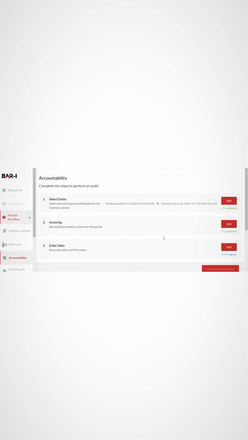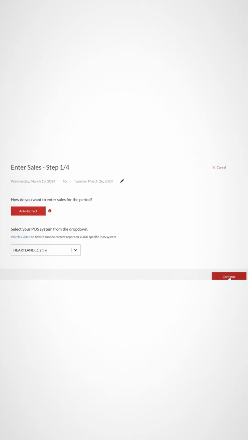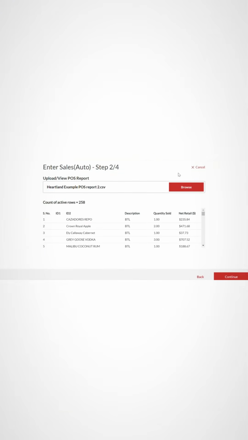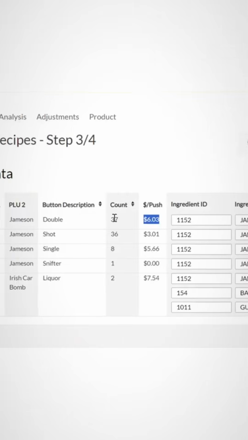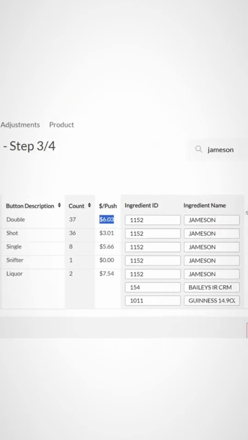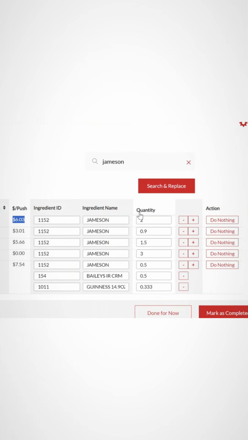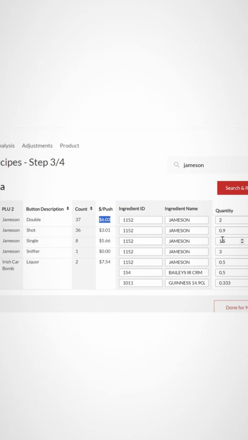Here on the BarEye side, let's go ahead and show how we upload the sales report. A few clicks, upload the sales report. It gives us a preview, and then we can see the same sales data. And what the BarEye recipes module allows us to do is to assign a precise and exact recipe for each button in your point of sale system, including ones that require multiple ingredients.